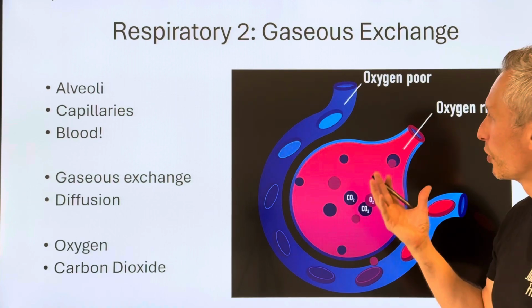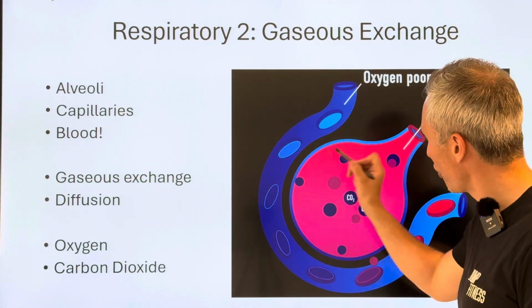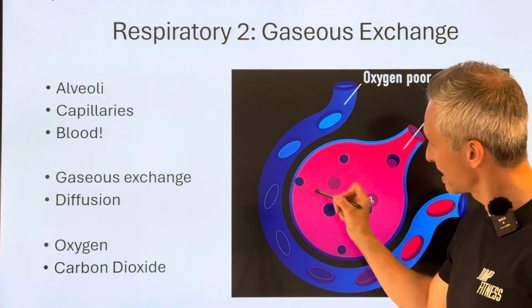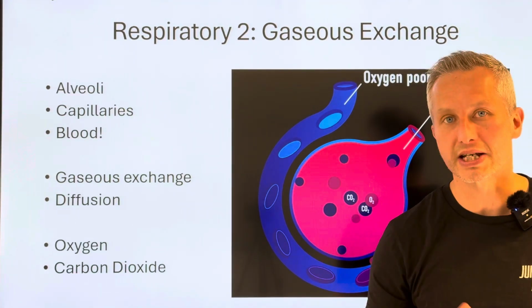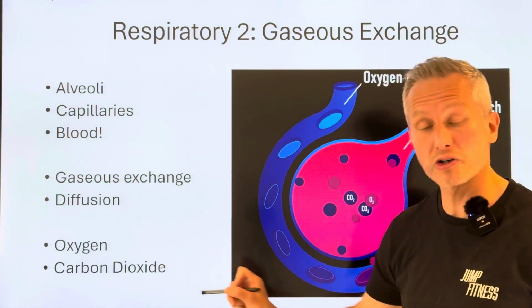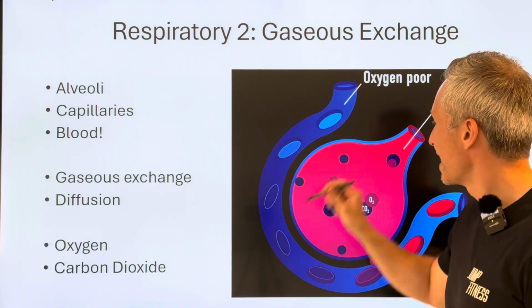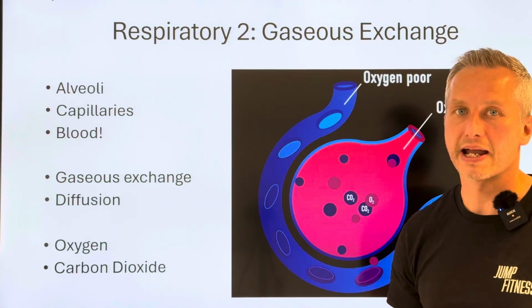So what is the point? Why are we interested in this system? Well, what we want to do is get the oxygen that is in our lungs into our bloodstream so we can use it down at our muscles. The other thing we want to do is get the carbon dioxide that is currently in our bloodstream out of our blood into our lungs so we can breathe it out.